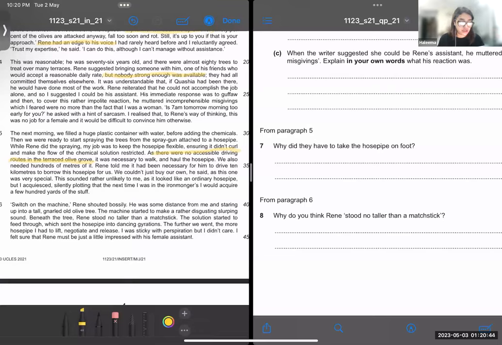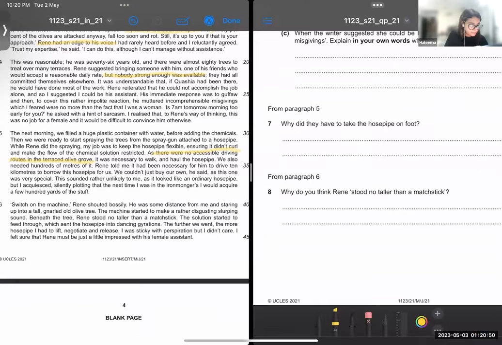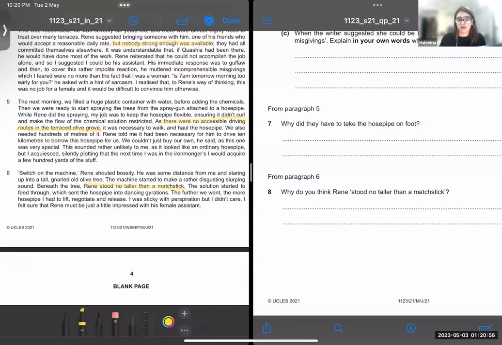Why do you think Rene stood no taller than a matchstick? So this is right here. Now, this is an inferential question. They're talking about how this person is standing amongst the olive grove, the olive trees, and they're saying that was not taller than a matchstick in front of them. So you simply have to imply that this is referring to how Rene was very short as compared to the trees that surrounded Rene. Okay, so that's literally straightforward.